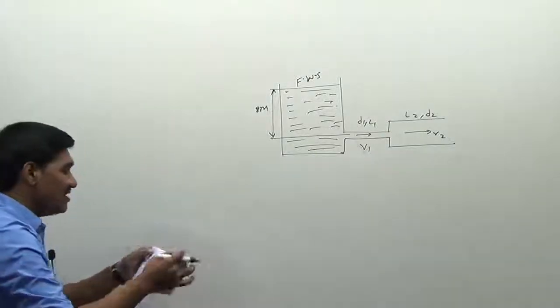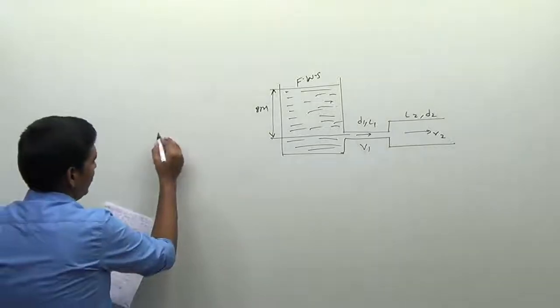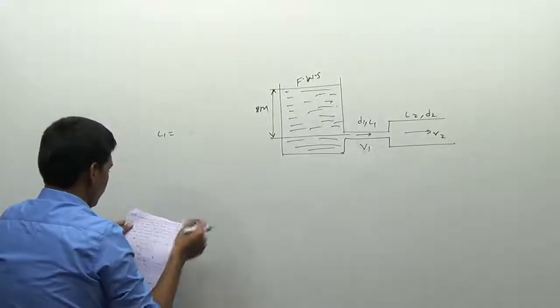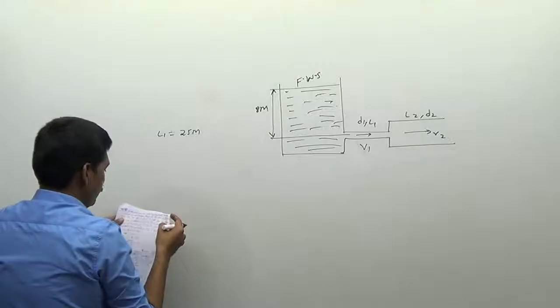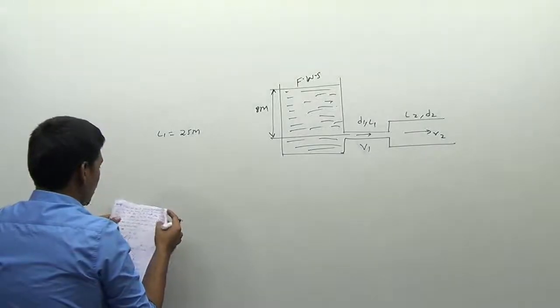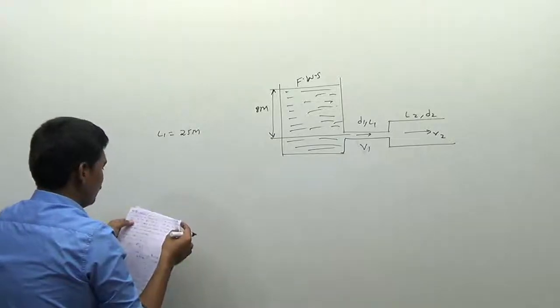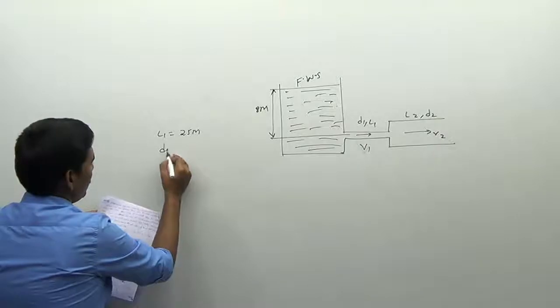First of all, let me write the given data. The length L1 is equal to 25 meters. For the first 25 meters from the tank, the pipe is 150 mm diameter.